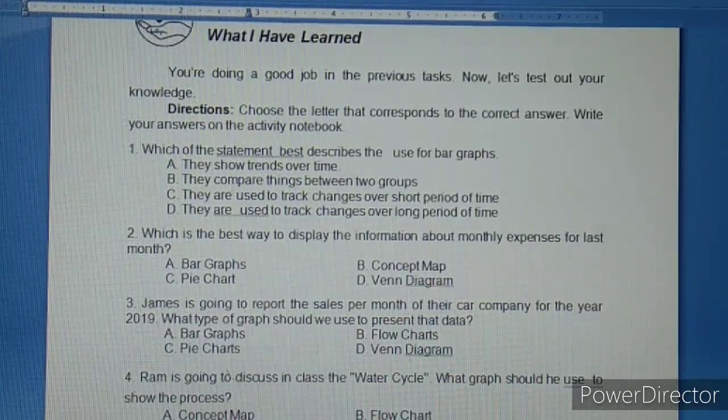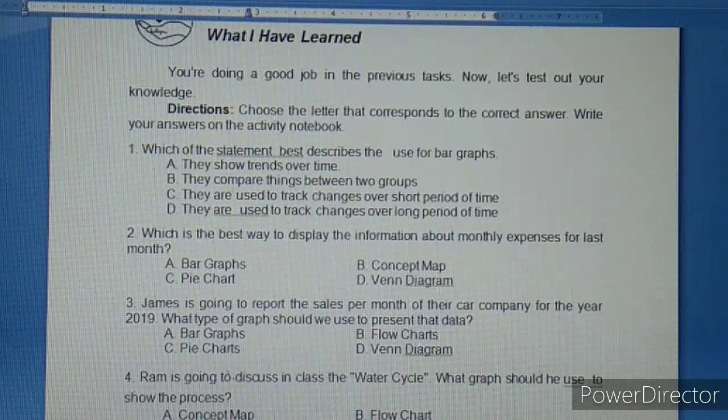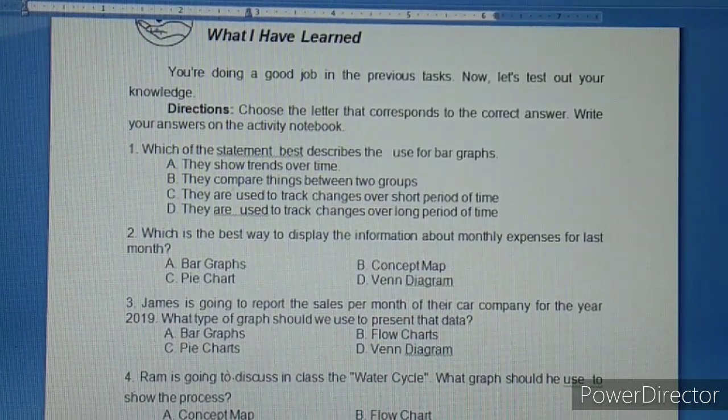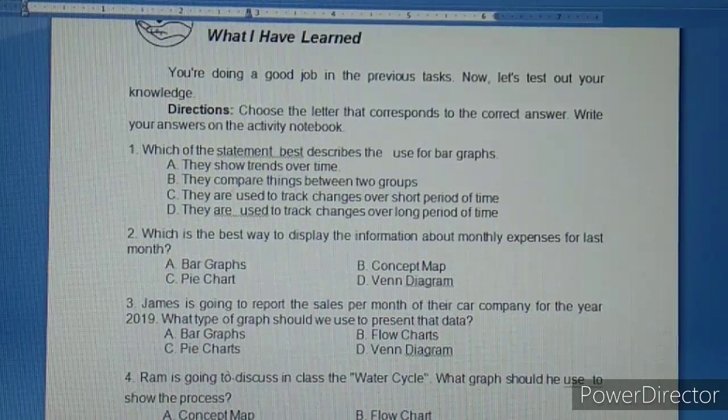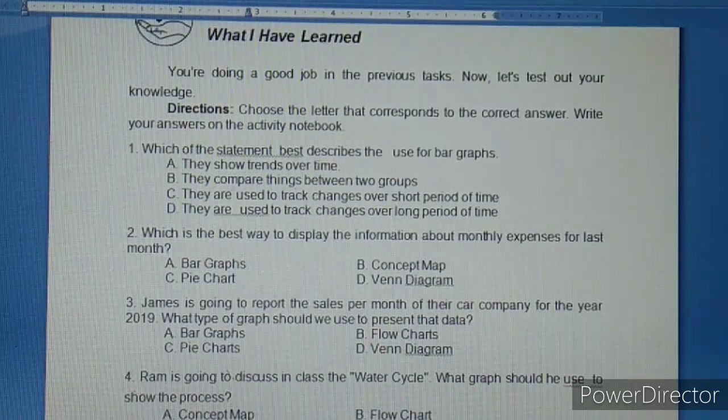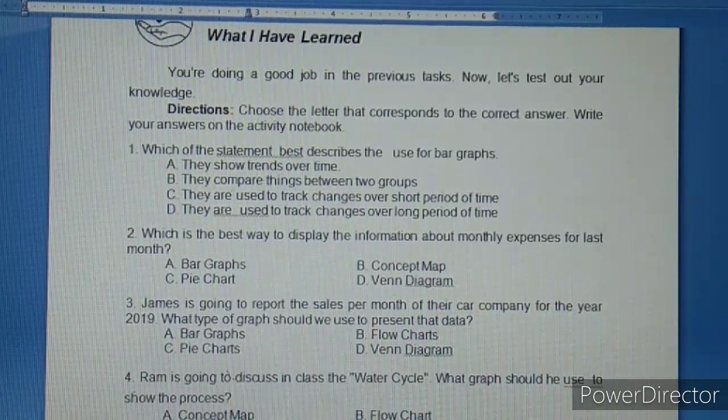Now let's move on to number 2. Which is the best way to display the information about monthly expenses for last month? A. Bar graph. B. Concept map. C. Pie graph. Or D. Venn diagram. The correct answer is, of course, letter C. Pie graph. Now let's continue.